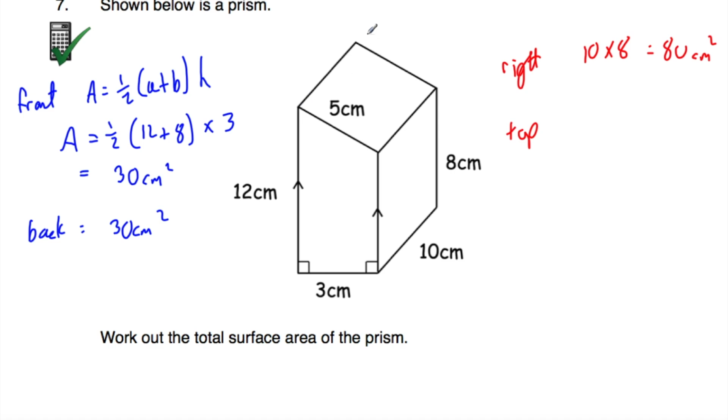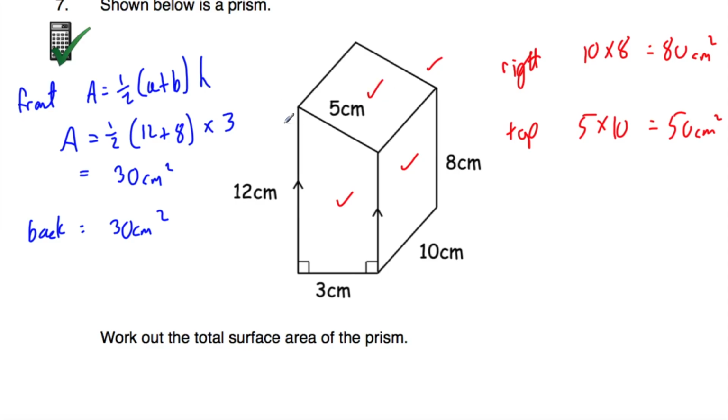The top is a rectangle again. The width of it is 5, so I did say we would be using that 5. The length of it is 10, because if that length's 10, that length's 10. So we're going to do 5 times 10, which is equal to 50 centimeters squared. So we've done the front, the back, the right-hand side, and the top.